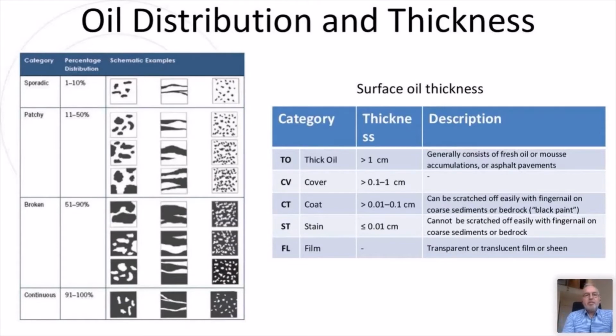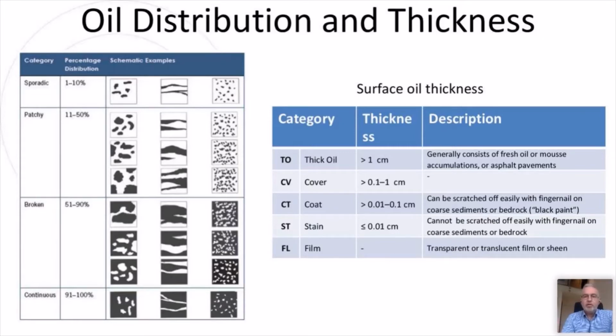The other information we're collecting in the field is oil distribution and thickness. It's unusual that we have a homogeneous contamination on the shoreline; it's usually spots here and there. With the SCAT approach, you're seeing on the left of the slide a distribution schematic. People in the field will use that to describe whether it is 10%, 50%, or 90% coverage on the shoreline. So that provides information about the potential volume of oil that needs to be recovered.